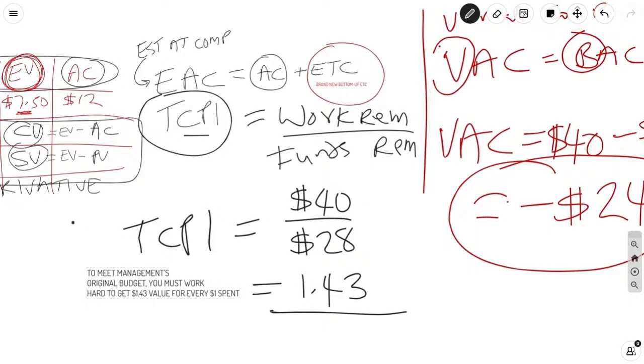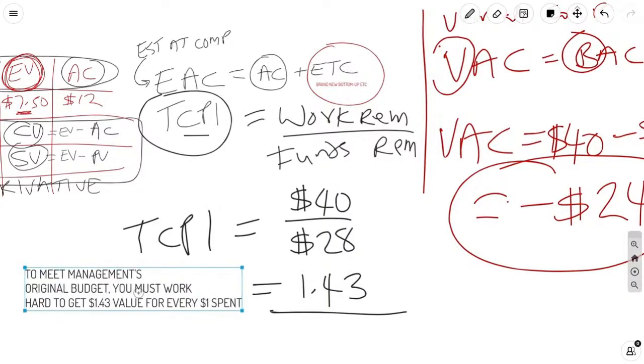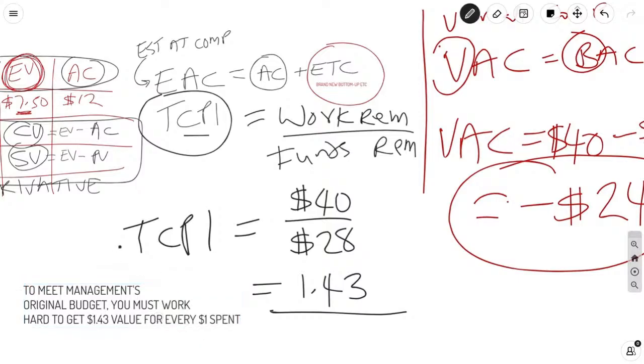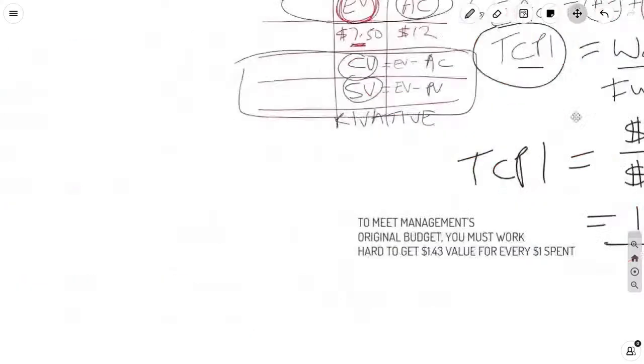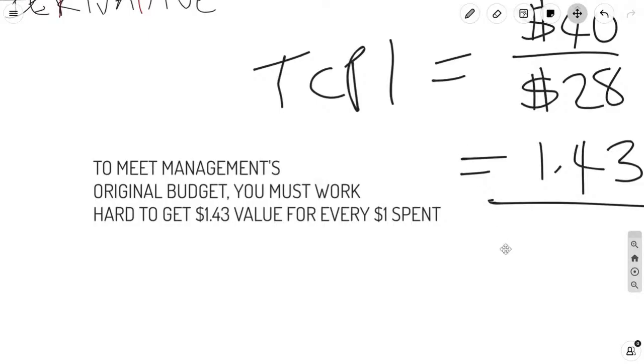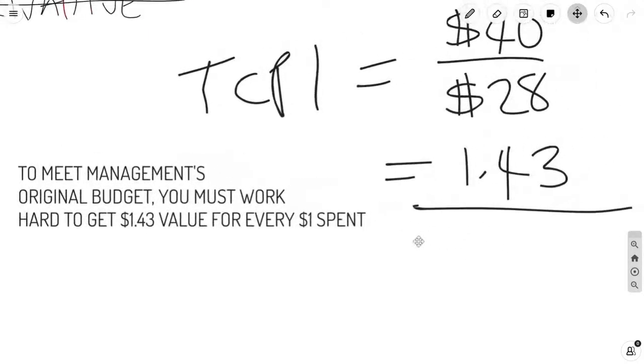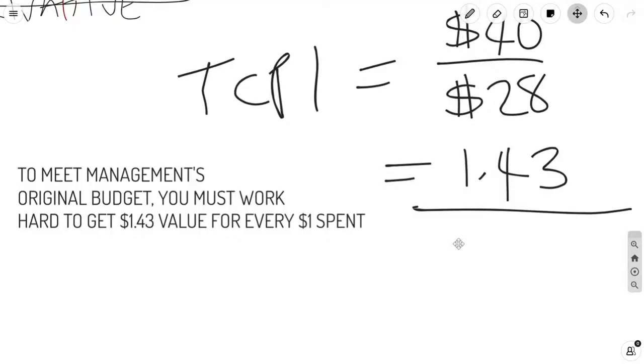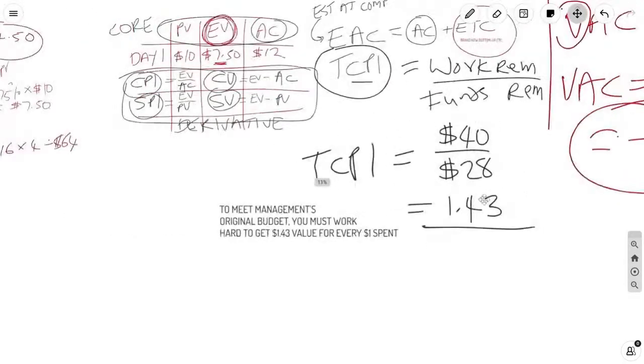Now you tell me, how is that possible? The same question that management used to ask us. And this is how management knows you are lying if you say, oh, we can still get back on track. Not with a TCPI of 1.43. So I often say the TCPI is a lie detector mechanism.